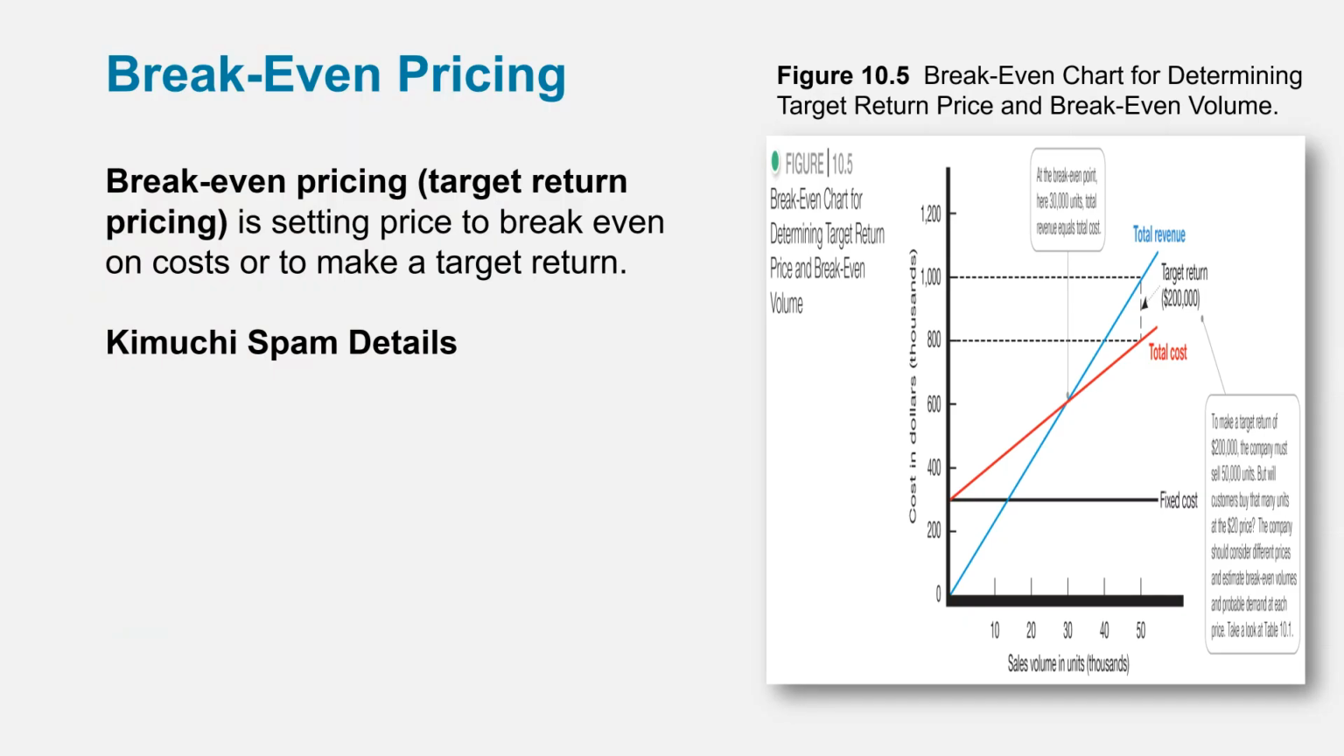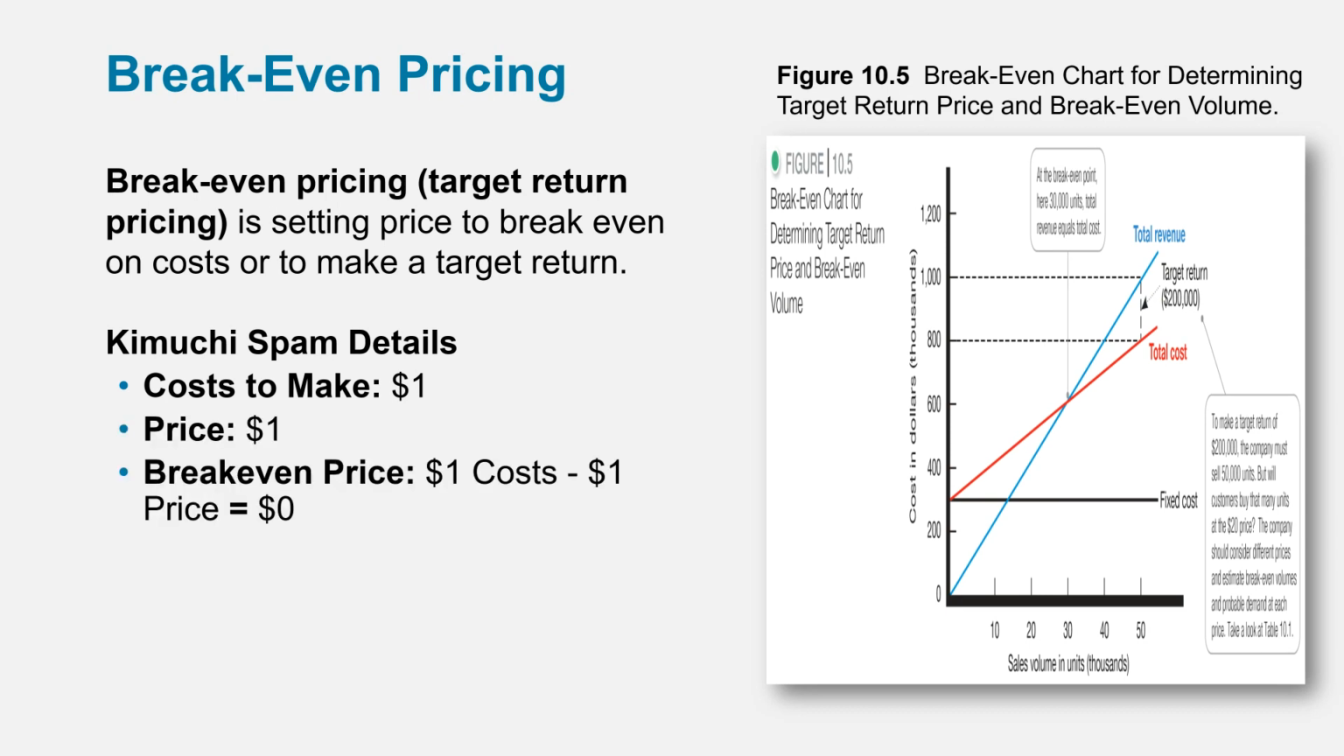There's another price point, which is also called break even or target return pricing, which means that you're going to set the price where your total revenue and your total cost will intersect, and you're not losing money or you're making the exact return that you want. So again, with Kimchi Spam details, our costs are $1, our price is $1. So therefore our break even is when the cost and the price are about the same, and therefore there is no profit. So that would be the break even target.